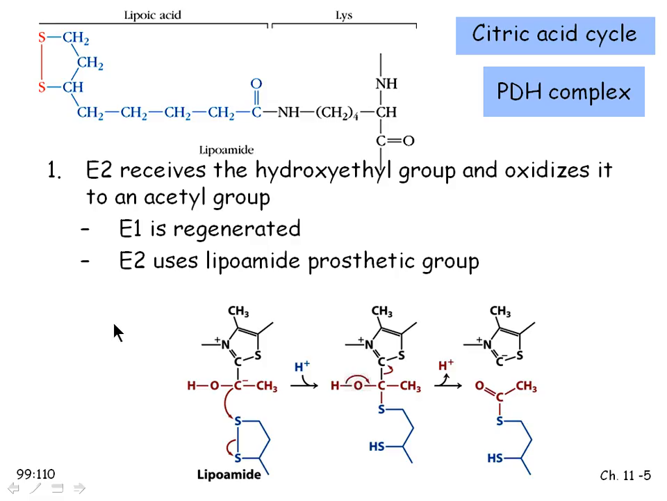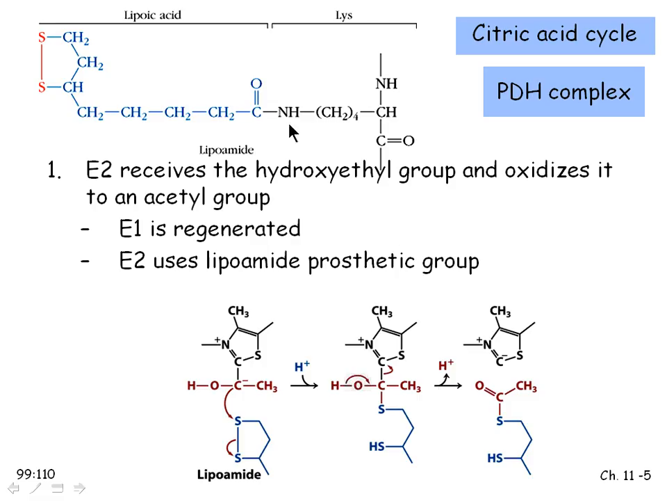The second enzyme in the series, enzyme 2, is going to receive that hydroxyethyl group and oxidize it. And in the process, it will regenerate the first enzyme, so the first enzyme is free to pick up another pyruvate. So here is the hydroxyethyl group on the thiazolium ring. There's an attack on a lipoamide that's on the E2.